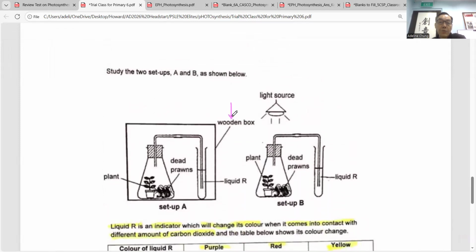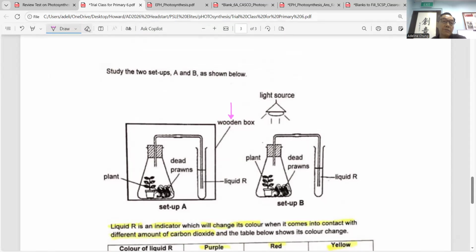Why do you have this wooden box? Because you want to prevent light from coming in. So that's the purpose of the wooden box. Here you see there's a light source, right? Setup B allows light to pass through, but in setup A, there's no light to pass through. So whenever you see this, it will give you an idea that in setup A, photosynthesis cannot take place, correct? Because no light. Whereas in B, photosynthesis can take place.